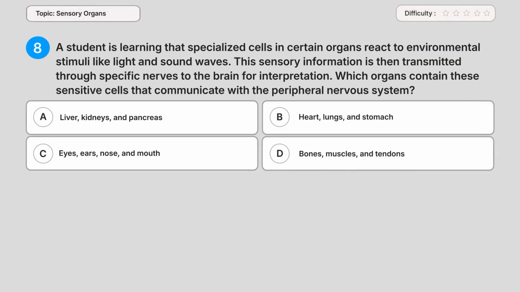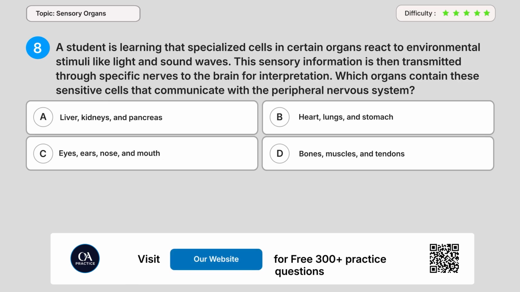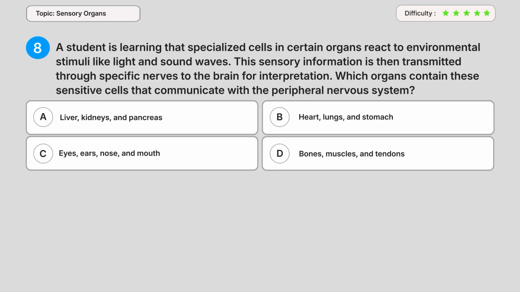8. A student is learning that specialized cells in certain organs react to environmental stimuli, like light and sound waves. This sensory information is then transmitted through specific nerves to the brain for interpretation. Which organs contain these sensitive cells that communicate with the peripheral nervous system?